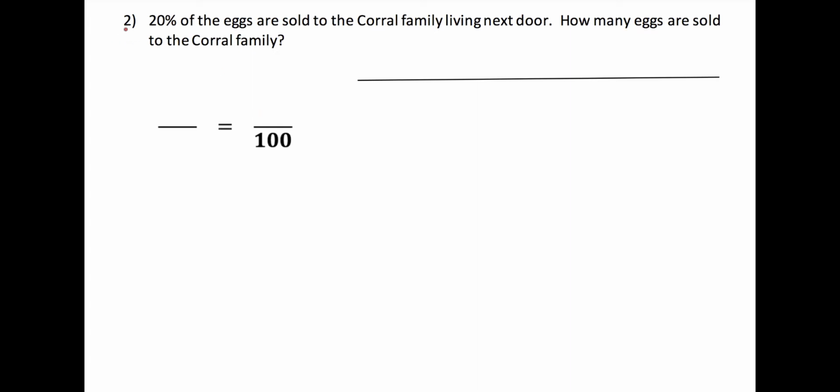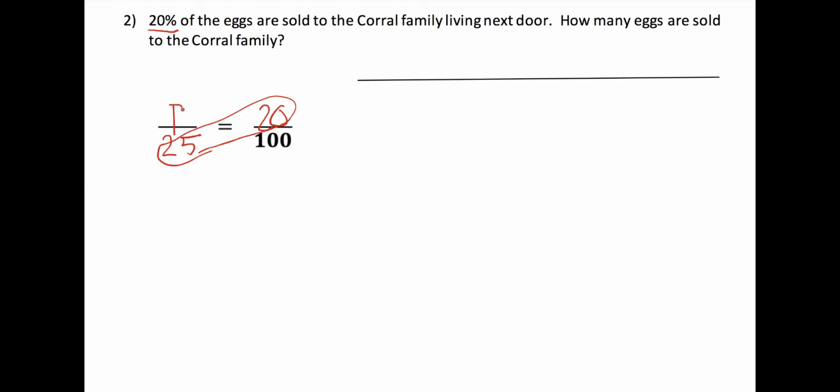So again, the 20% — the 20 is with the percent sign, so that has to go over the 100, 20%. We already know that the whole is 25 because that's how many eggs the chickens lay every day. And we want to know what 20% of 25 is. So again, let's cross multiply.